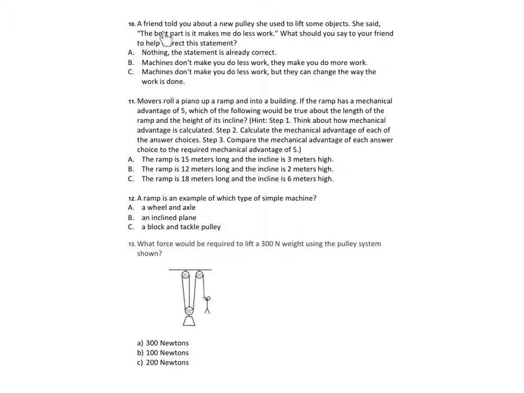Number 10. A friend told you about a new pulley she used to lift some objects. She said, the best part of it makes me do less work. What would you say to your friend to help correct the statement? A. Nothing. The statement is already correct. B. Machines don't make you do less work, they make you do more work. C. Machines do not make you do less work, but they can change the way the work is done.